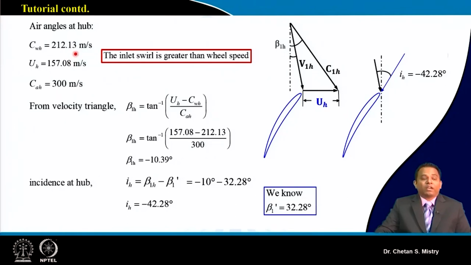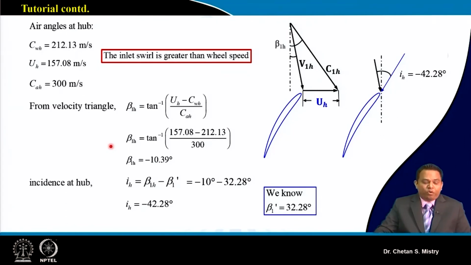If you look carefully, my whirl component is larger compared to my peripheral speed. So your velocity triangle will be changing accordingly. Do not make any mistake here. Based on this number, roughly we can say this is what my velocity triangle will be. Make a freehand sketch, that will help you in understanding.